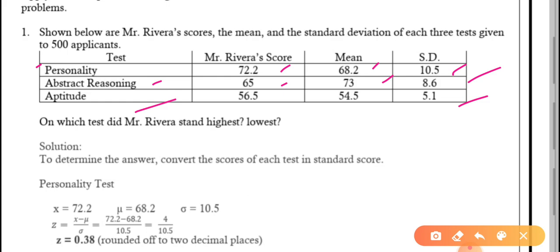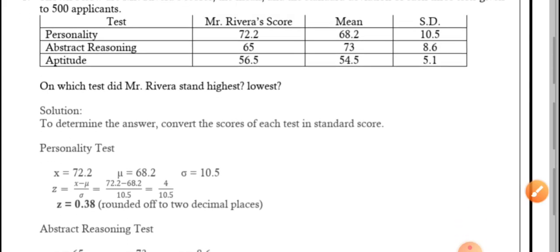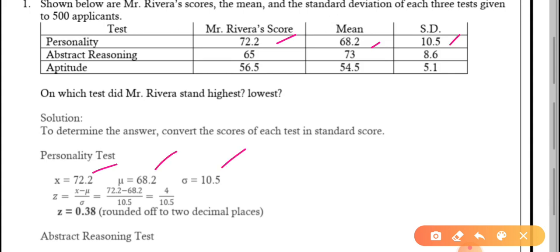The question is, on which test did Mr. Rivera stand highest and lowest? So, para masagot nyo yun, kailangan natin i-substitute yung mga given natin sa formula. Ang x natin is 72.2. Saan galing? Dito. Ang mu natin ay 68.2. Saan galing? Dito. At ang standard deviation natin is 10.5.